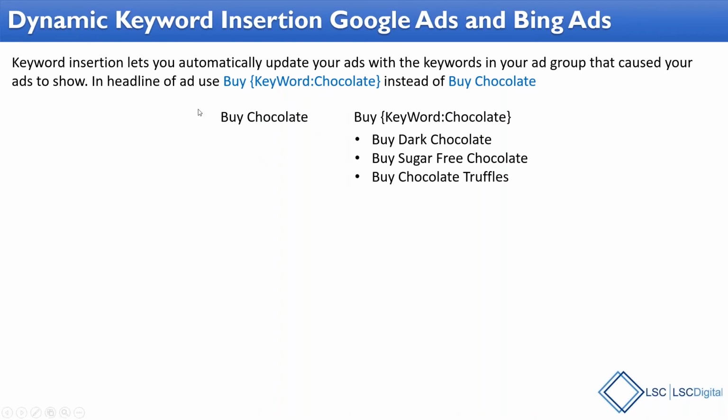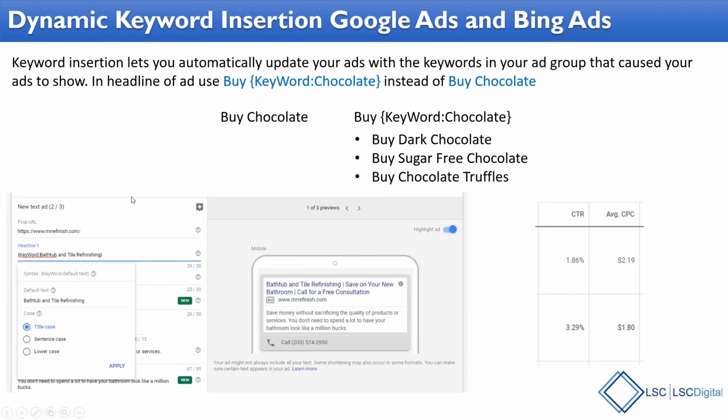So when you just put in your headline "buy chocolate," you might have 1,000 keywords, 100 keywords, 50 keywords. You might have keywords that are exact match, broad match, whatever, okay? So no matter what search is done, this headline will always be "buy chocolate." Now, when you set up your headline as "buy keyword chocolate," it will insert that keyword that the person did into your headline, all right?